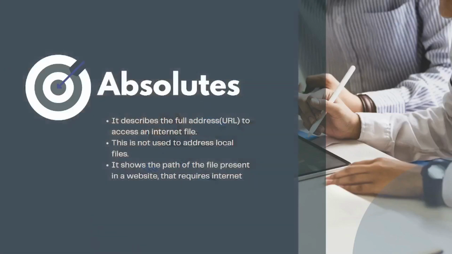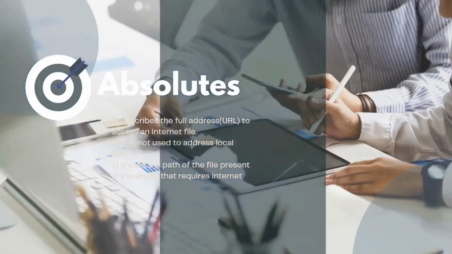Absolute file paths describe the full address URL to access an internet file. Absolute file paths are used when you link to files present on the internet. This is not used while linking to local files. It shows the path of a file present in a website, which requires internet.